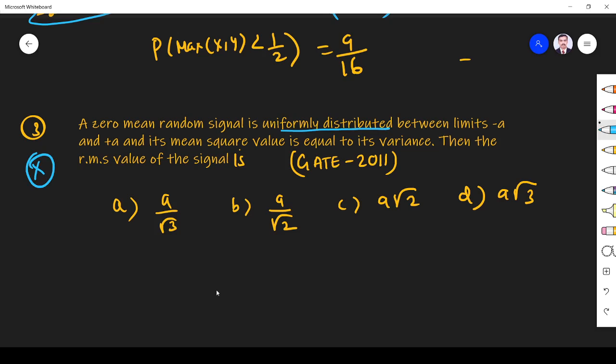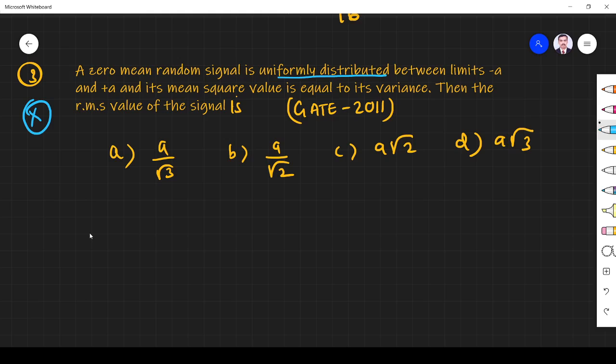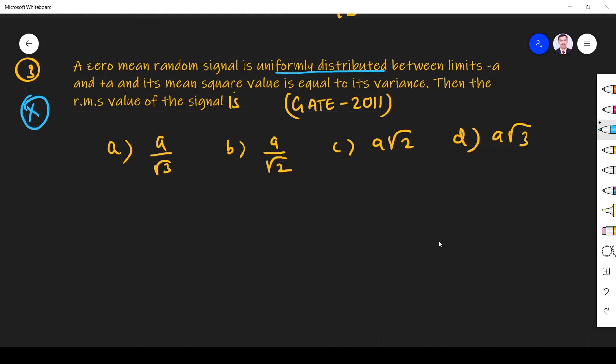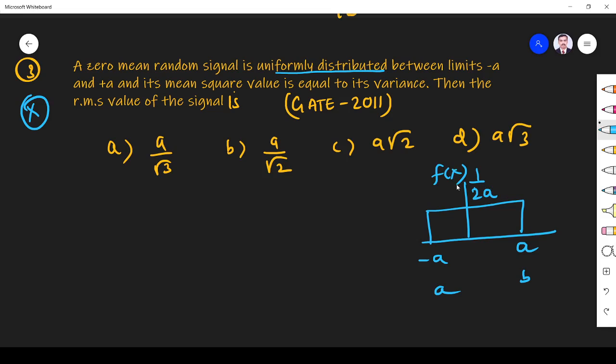Between limits minus a to plus a. So when they give a uniformly distributed random variable, first draw the diagram, no problem, right? The PDF diagram. So x varies from minus a to plus a. This is minus a, this is plus a. It is 1 by b minus a. So this is a, this is b, where b is plus a and a is minus a. This is 1 by 2a. So this is our f of x, the PDF, right?